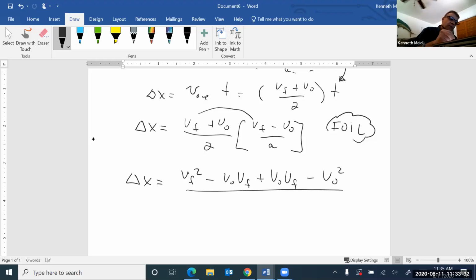And then on the bottom, 2 times A is just 2 times A. So it looks like the cross terms here cancel out. And I've kind of got what I want. I've got velocities, the starting and a final. I've got acceleration. I've got my position now too.